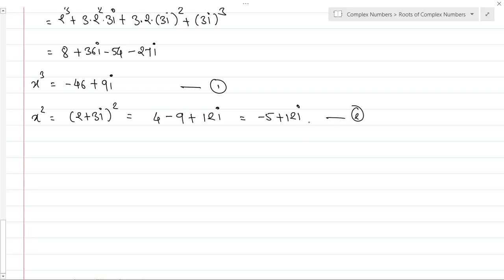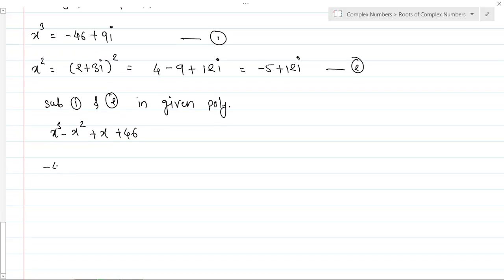Okay, so substitute 1 and 2 in the given polynomial. The given polynomial is x cube minus x square plus x plus 46. So let's substitute the values here. x cube is nothing but minus 46 plus 9i, minus of minus 5 plus 12i. Then we will have plus x, which is 2 plus 3i, and we have plus 46.